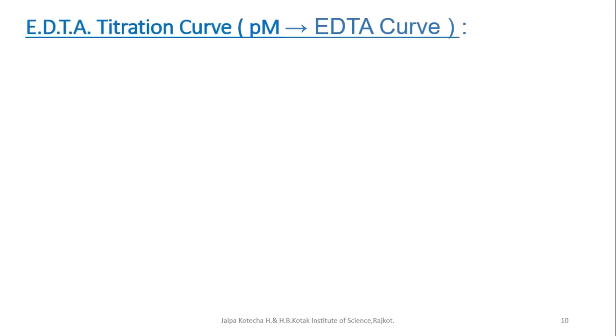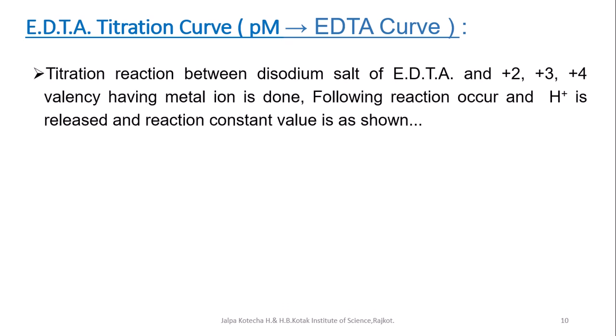Now the EDTA titration curve, that is the PM versus EDTA curve. This is always in the ratio of 1:1 that we have taken in the conditions also. So here, when we take a titration between the disodium salt of EDTA and any metal ion having a valency of +2, +3 or +4, the reaction that occurs is as shown.